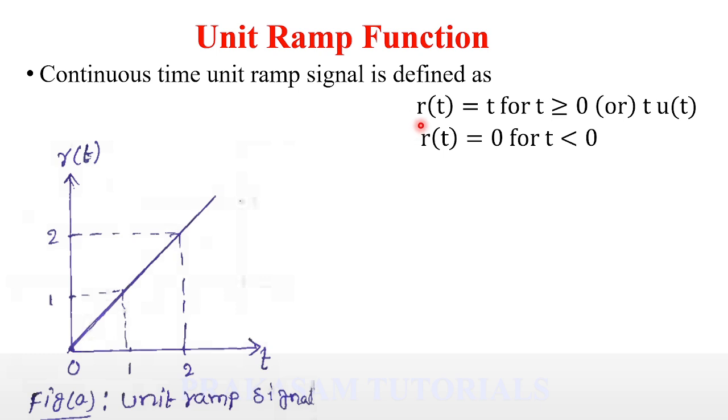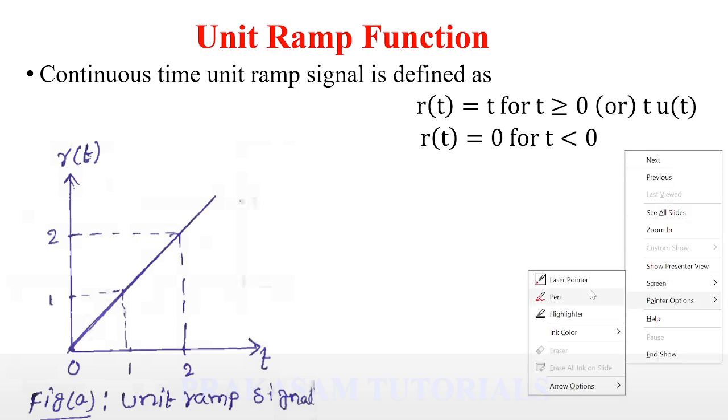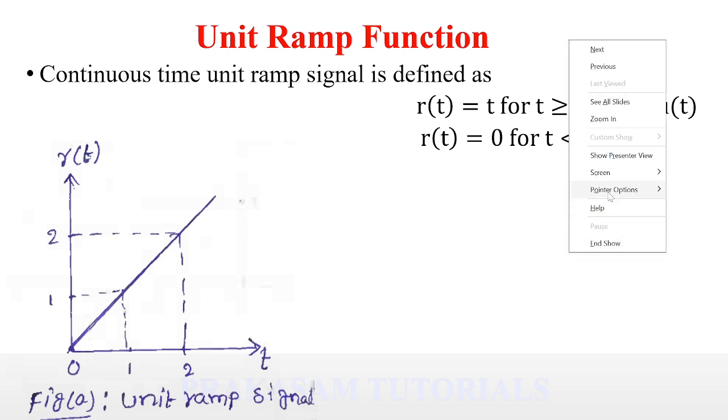Mathematically, it is given by r of t is equal to t for t greater than or equal to 0, and r of t is equal to 0 for t less than 0. So r of t is equal to t for t greater than or equal to 0, which is written as t into u of t, where u of t is a unit step signal. U of t is equal to 1 for t greater than or equal to 0.